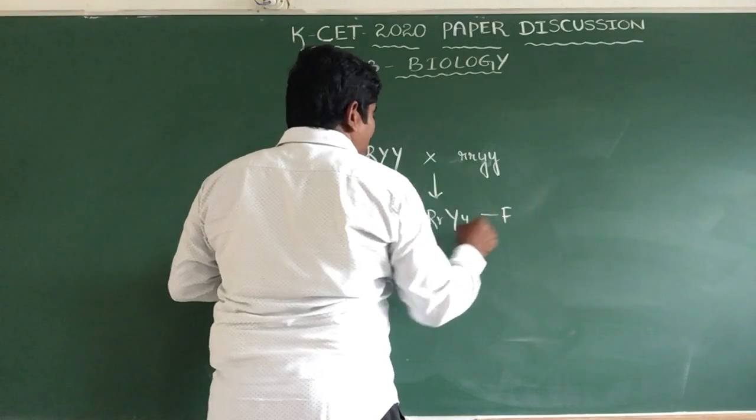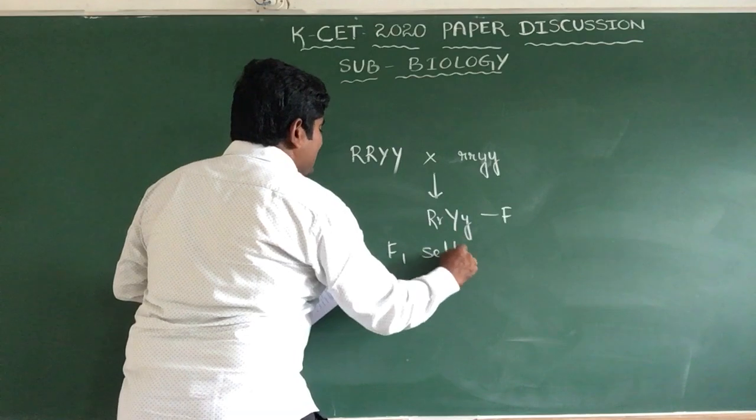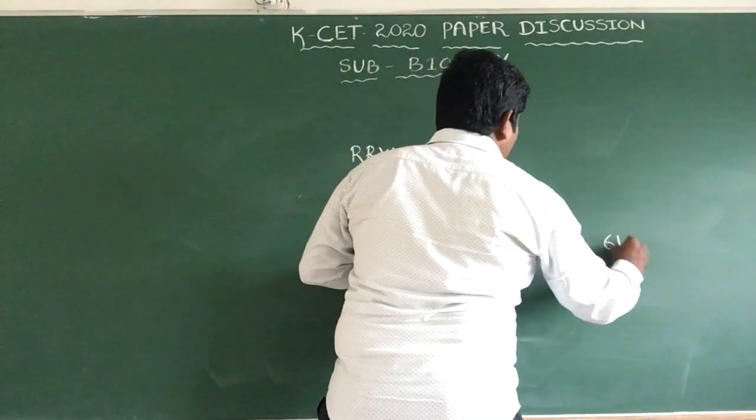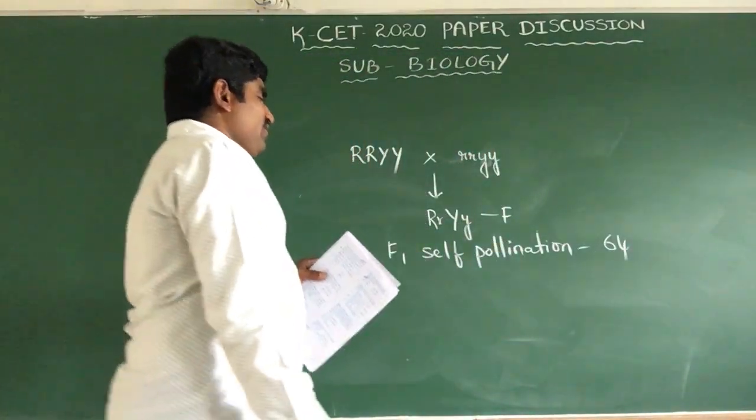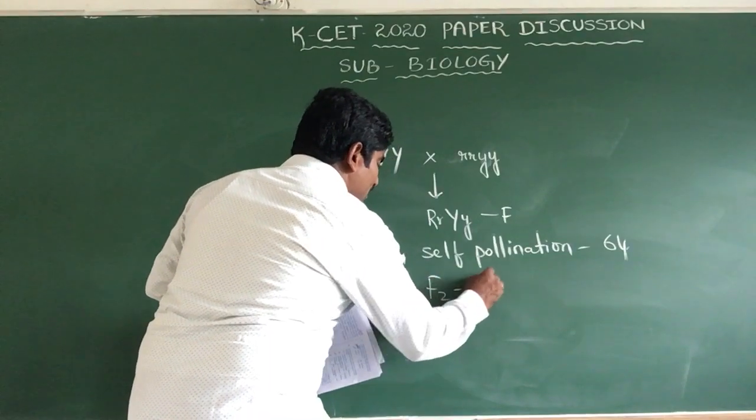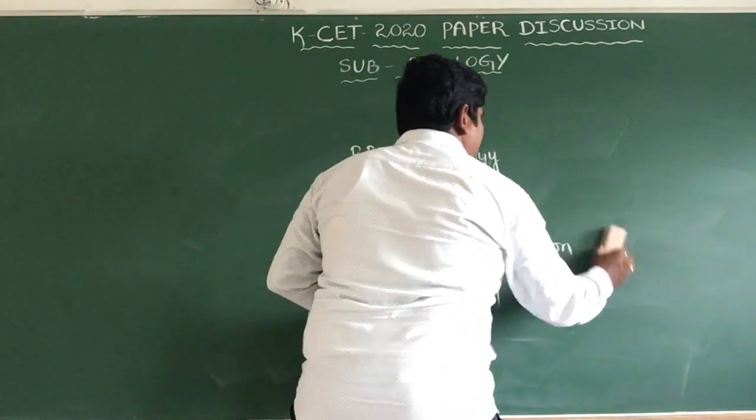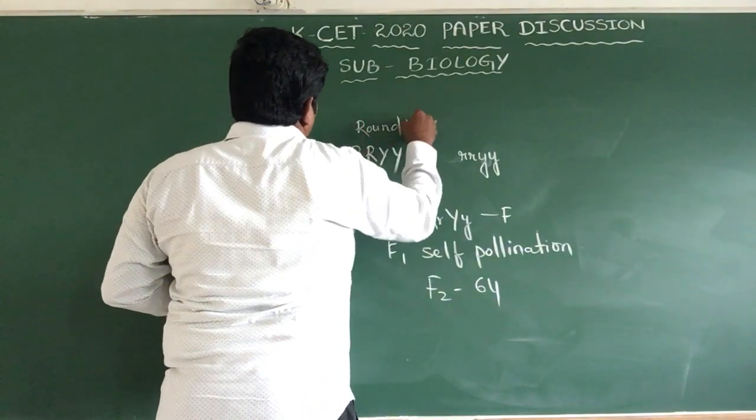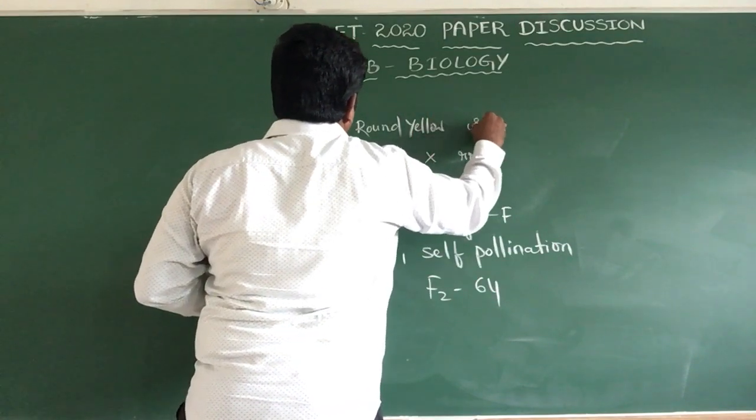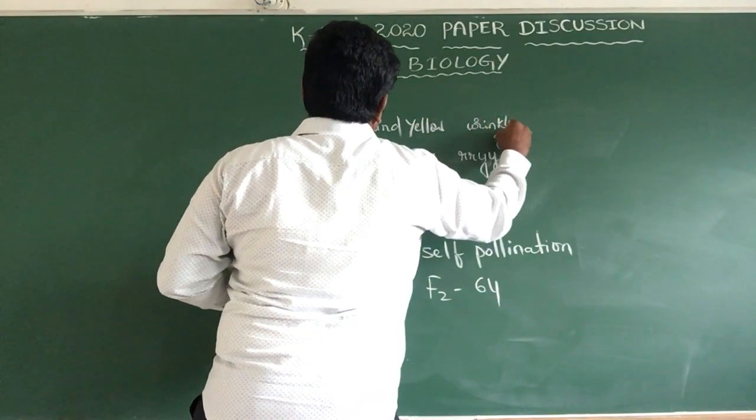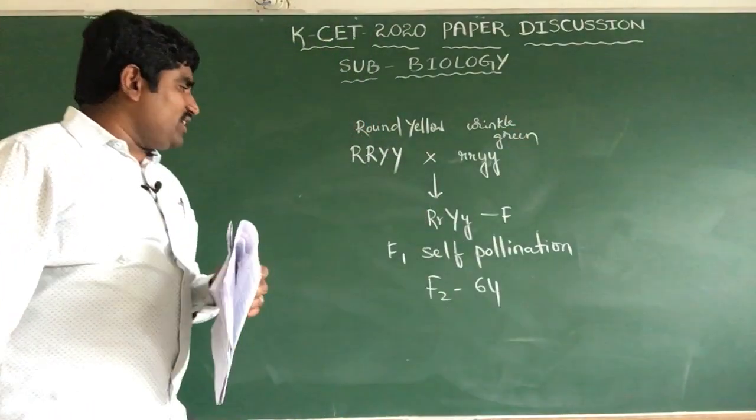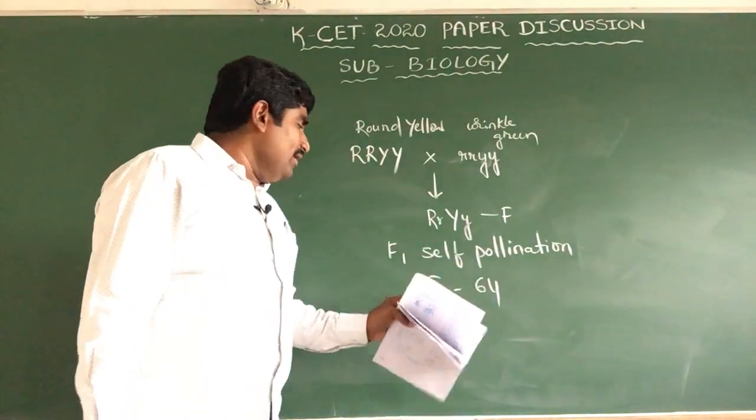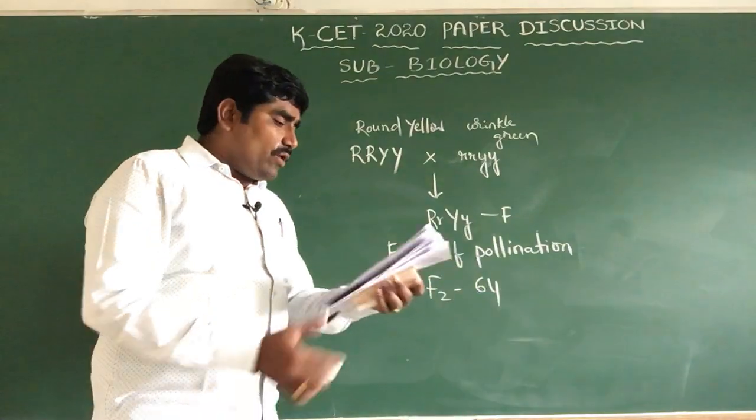This is the F1 plant. When the F1 plant is self-pollinated, what will happen? Totally how many plants are produced? He is telling that 64 plants are produced in the F2 generation. So the question is: when the round yellow seeded plant is crossed with wrinkled green plants, and the F1 generation is self-pollinated, in the F2 generation 64 plants are produced.